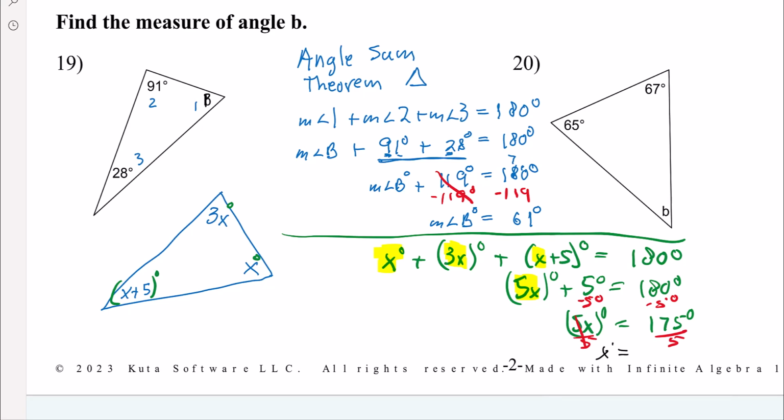So that means x in degrees, 5 goes into 17 3 times, carry the 2, 5 goes into 25 5 times. So that means this angle is 35 degrees. I think I'm off a bit. 3 times 35, this angle is 105 degrees. This is not drawn to scale. This is definitely not drawn to scale. And 35 plus 5, this angle is 40 degrees. All right, that's it for this one.